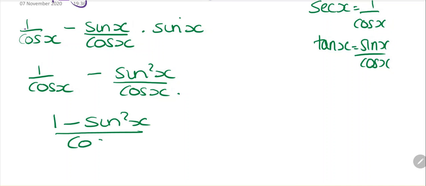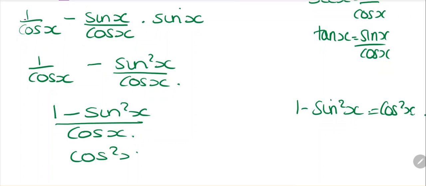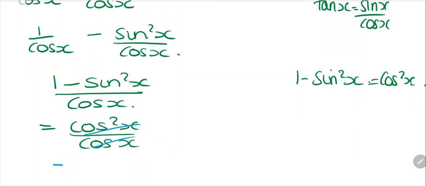So they're both over cosine of x, and from my Pythagorean identity, we know that sine of x squared plus cosine of x squared is equal to 1. So 1 minus sine squared is equal to cosine squared of x. So I can rewrite this as cosine squared x over cosine of x. And then one of the cosines will simplify, leaving me with cosine of x, and that's the final answer.